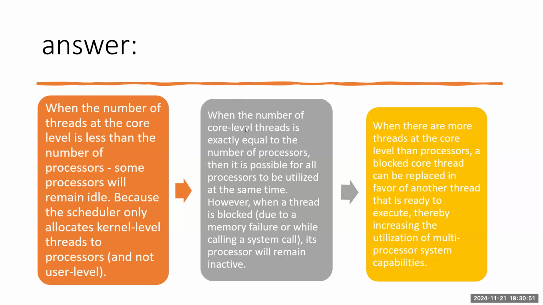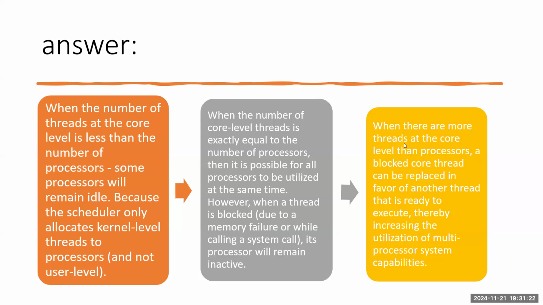When the number of core level threads is exactly equal to the number of processors, then it's possible for all processors to be utilized at the same time. However, when a thread is blocked due to a memory failure, so a certain thread can't work, or while calling a system call, its processor will remain inactive, even if there are multiple threads using that processor. Right? There could be multiple threads using that processor. This is the problem of many-to-many. We didn't actually discuss this yet in the lecture.